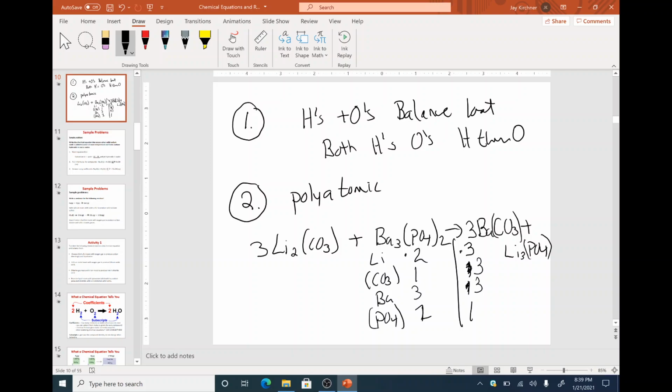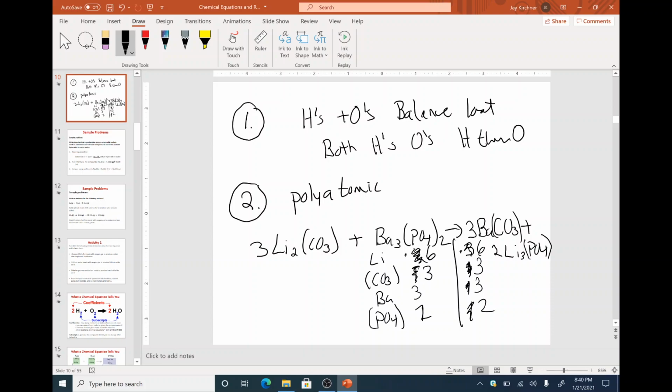So I'm going to put 3 in front of here. But now I have 6 lithiums. Oh, that's actually good. Do you want to try your lithium now and double it, or your PO4, either one? Well, what do I have to do? I have to go to the right side, which has less. So I need to put a 2. But it turns out I solved both problems with one swoop. There's a 6 and there's a 2.